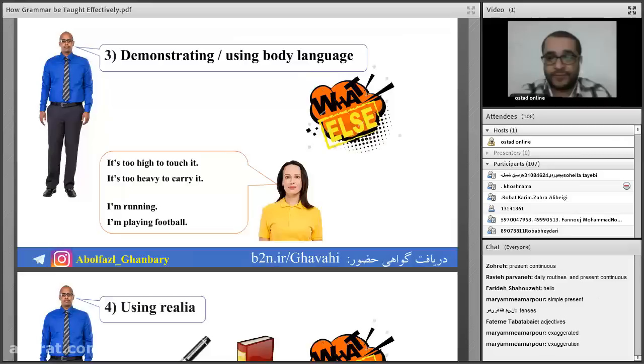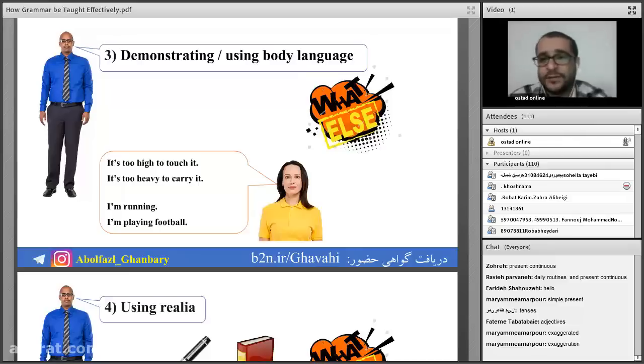This is a table. Yeah, this is a table. It's too heavy for me. Can I carry it? No, because it is too heavy for me. Yeah? So it's too heavy for me to carry it.